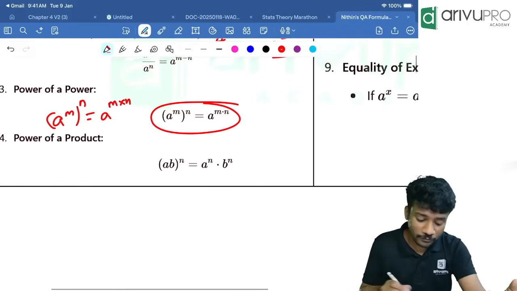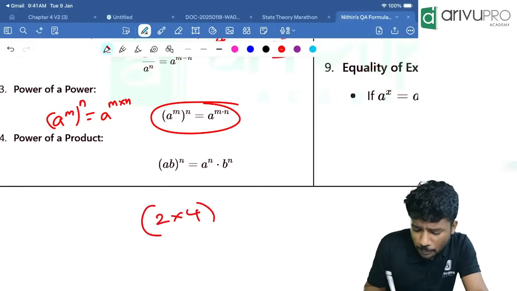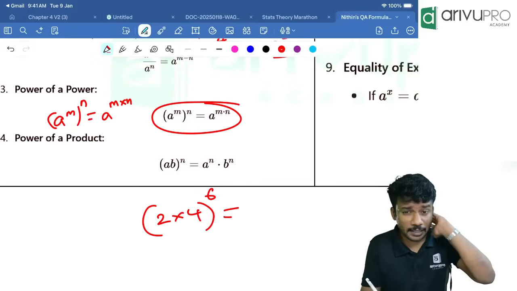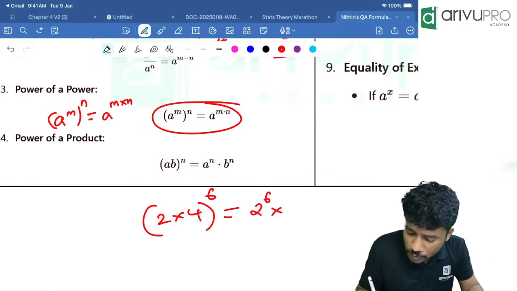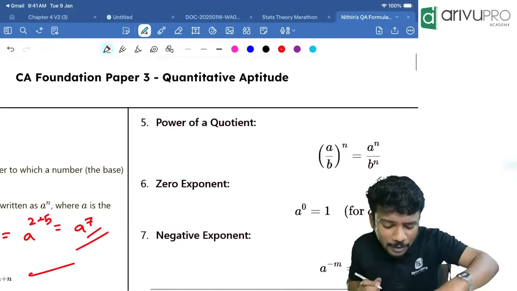Then power of a product. What do you mean by that? For example, 2 into 4, the whole power 6 is there. I can always write it like what, da? 2 power 6 into 4 power 6. That is written over here. Then people, power of a quotient.